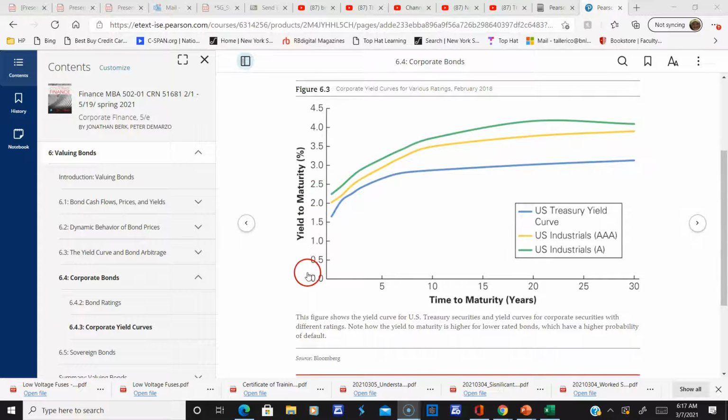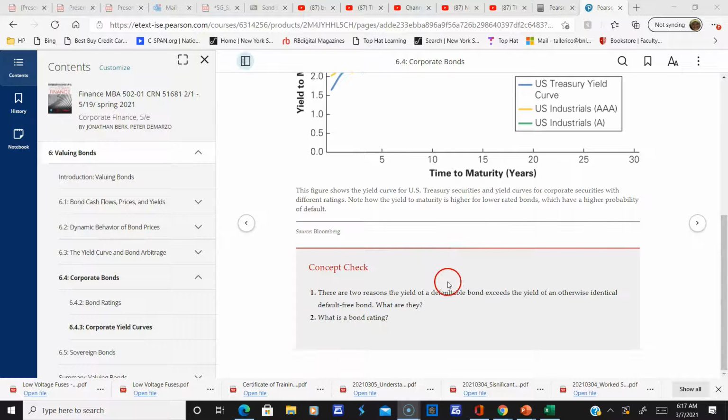So you can see as you start getting more risky, the yield goes up. Everyone see that? So this shows the yield curve for U.S. Treasuries and yield curves for corporate securities with different ratings. Note how the yield to maturity is higher for low rated bonds, which have a higher probability of default.